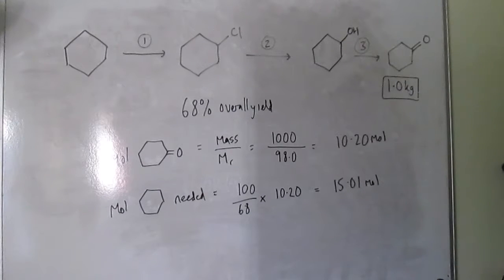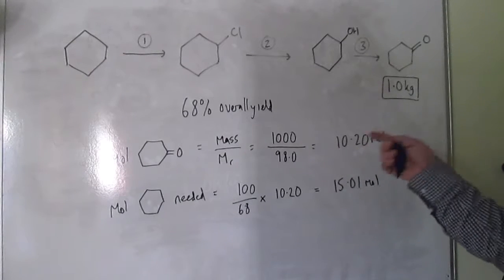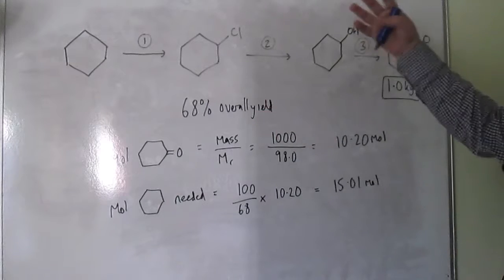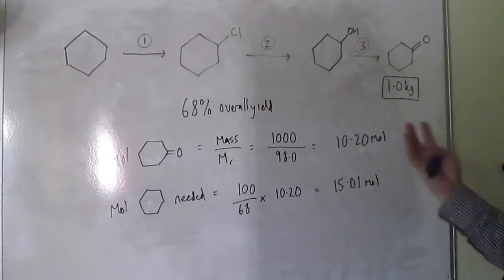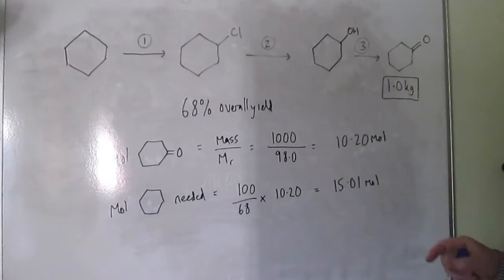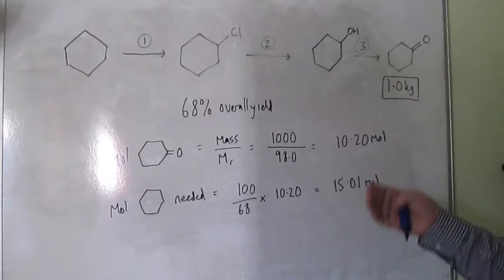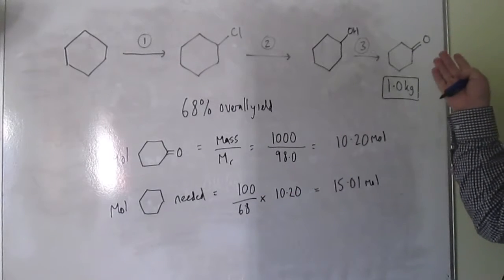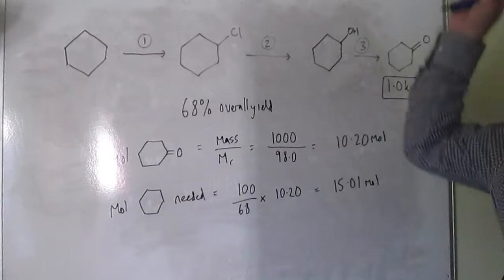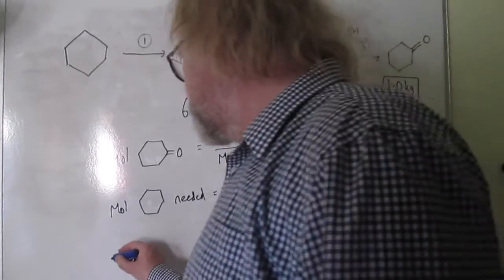Okay, so make sure you can see why we did it that way. That this number of moles, which is what we actually need to get, will only be 68% of what we could have got if it had been perfect. And what we could have got if it had been perfect would be the same number of moles as the starting material. So we scale up, multiply by 100 over 68 to work out what 100% of the possible moles would be, and then say, right, that's the same as the moles of cyclohexane. So we've got that number, and then all we need to do is to turn it into a mass.